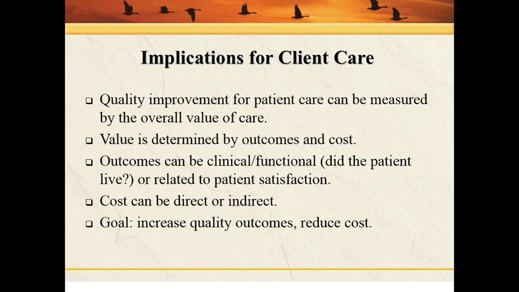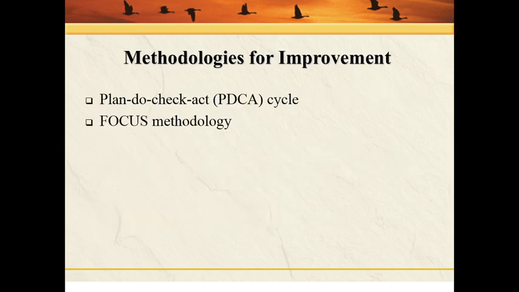Then what is our plan? What should be our goal? Increase quality outcome and reduce the cost, obviously, isn't it? So we need to maintain these two. While maintaining the quality, increasing the quality, you need to reduce the cost, then only you can achieve your goals.